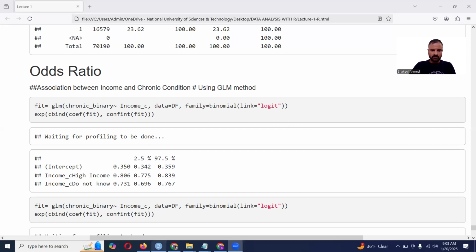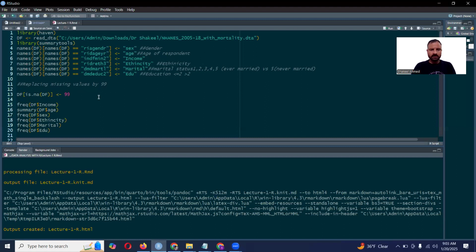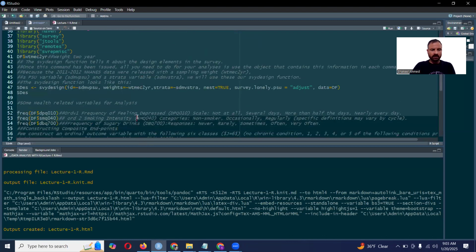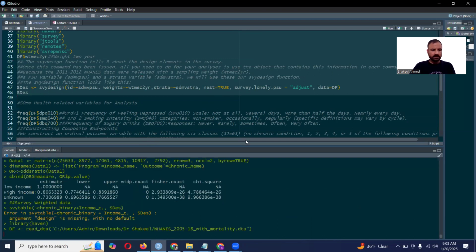So let's come to our data set, that is the National Health and Nutrition Examination Survey data set that consists of seven cycles from 2005 to 2018, and we have already cleaned the data. These are the demographic variables, and we have the survey object that is the survey design, I can say. So we can just run this.